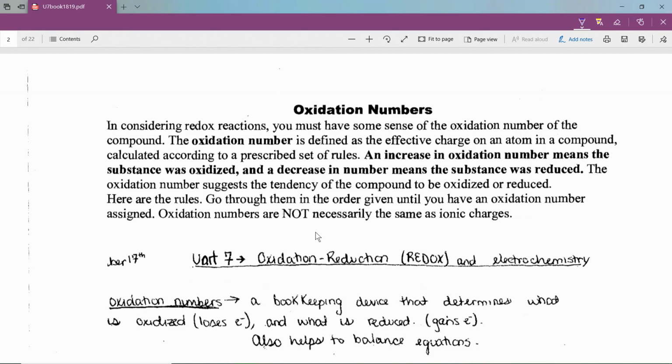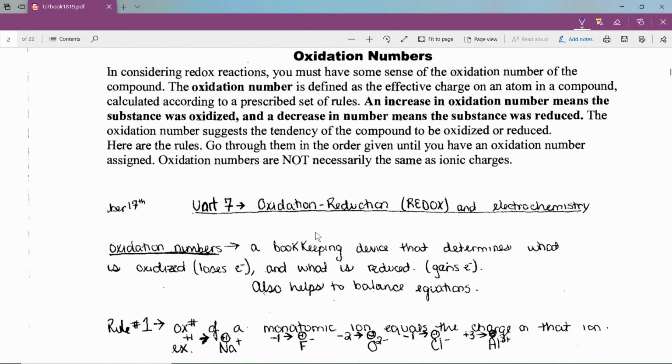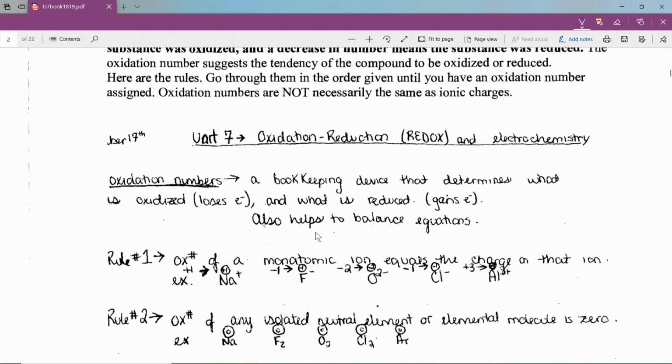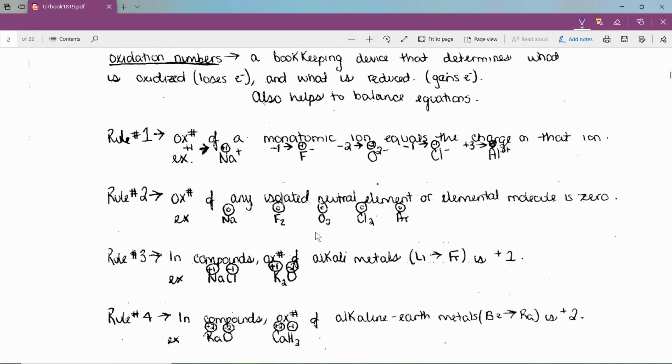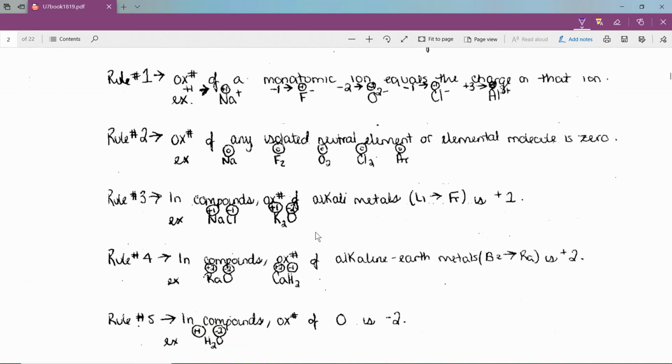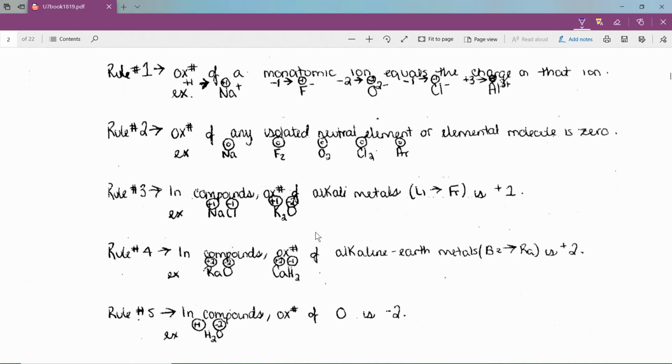Here are the rules, and they aren't necessarily the same as ionic charges. Okay, so we already said that. Here come the rules. Now I'm never going to ask you to recite all the rules. You're going to apply them. So the first rule is, there's no fight club. No. The first rule is the oxidation number of a monatomic ion, one atom with a charge, equals the charge on that ion. So sodium plus, the oxidation number is +1.